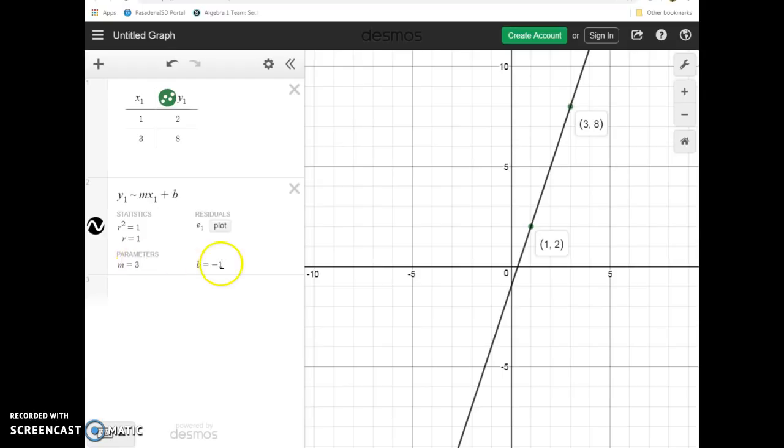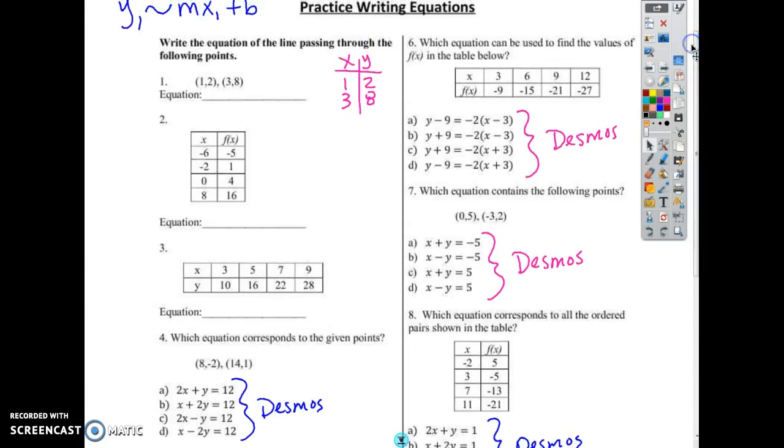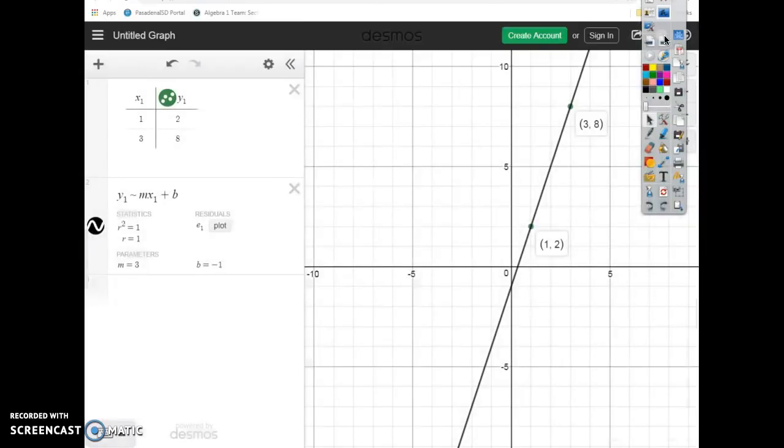My m is 3. My b is negative 1. So that means my equation is y equals 3x minus 1. Y equals 3x minus 1. And everybody should be doing this on their calculator as well. Okay, and why is it y equals 3x minus 1? Because my m was 3 and my b was negative 1 in Desmos. So let me show you again. Right here, my m is 3, my b is negative 1. So you just write the equation like that.